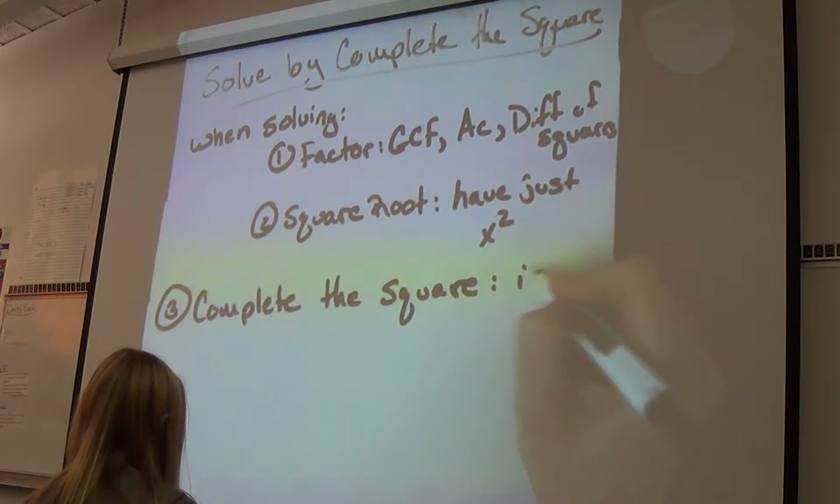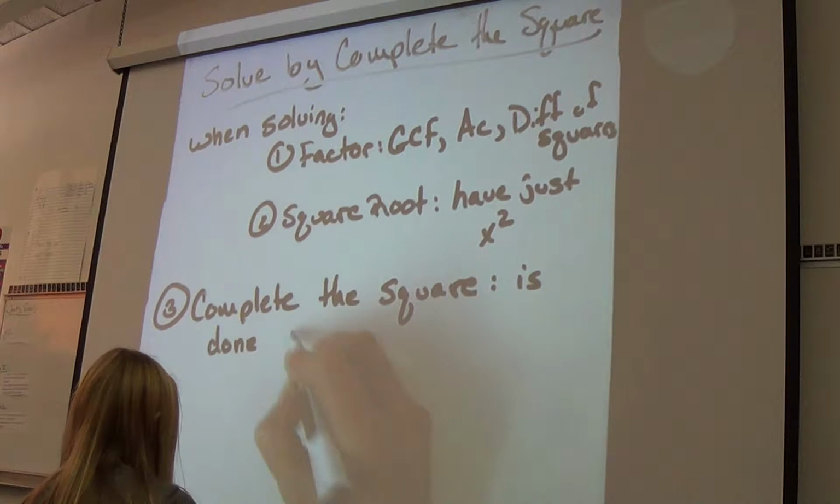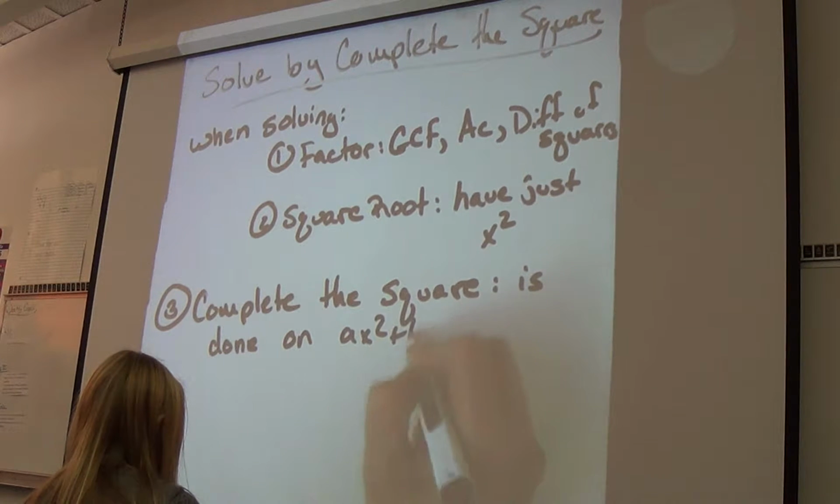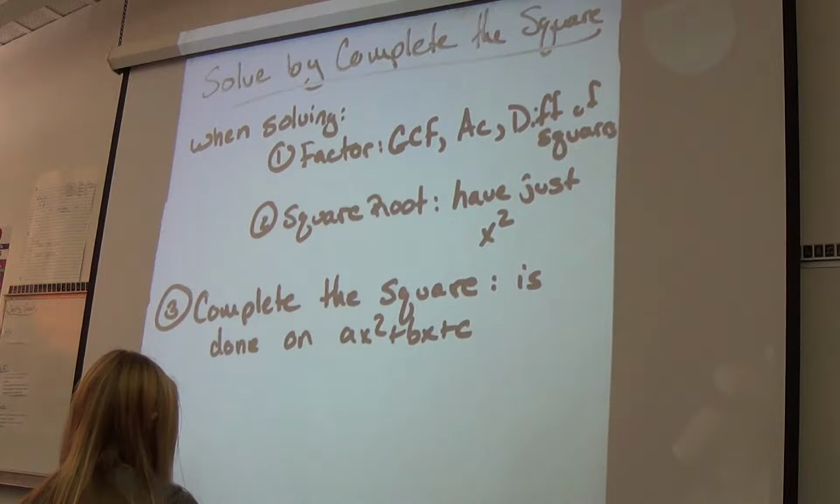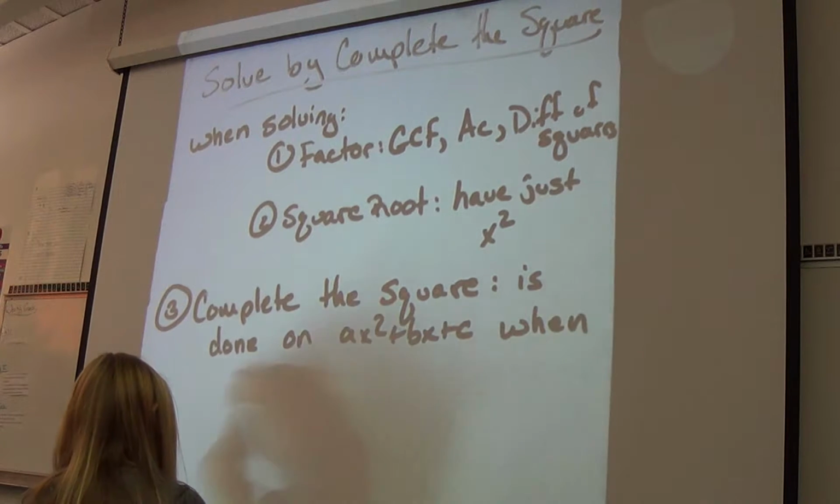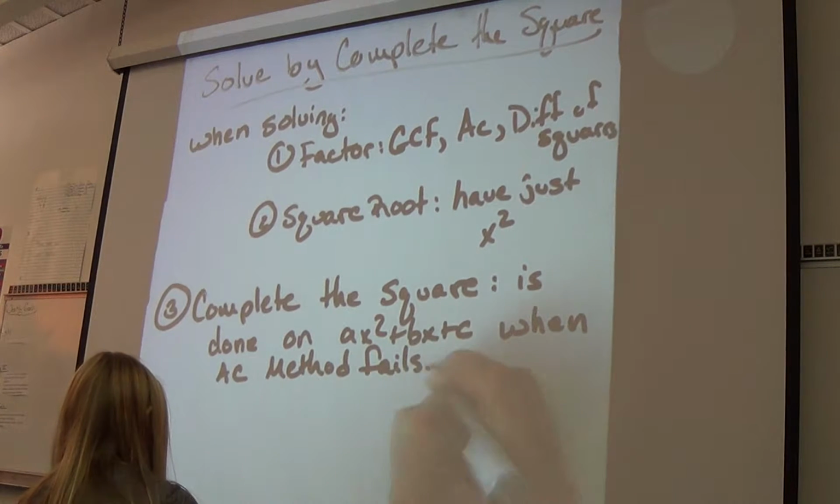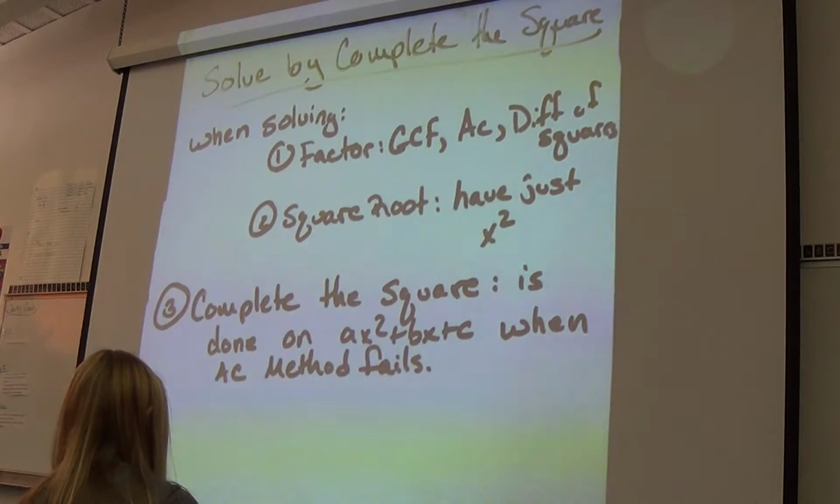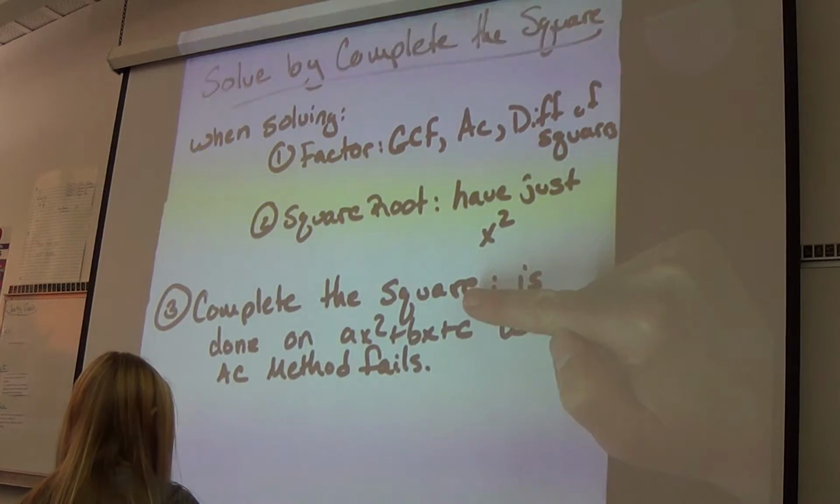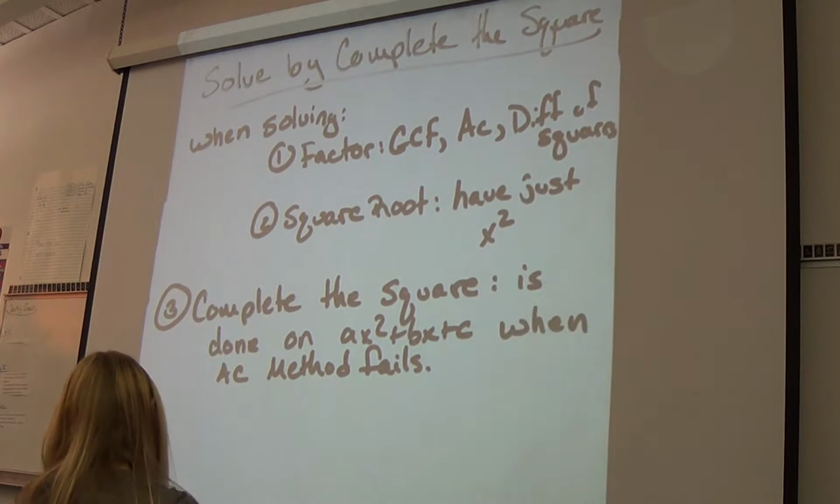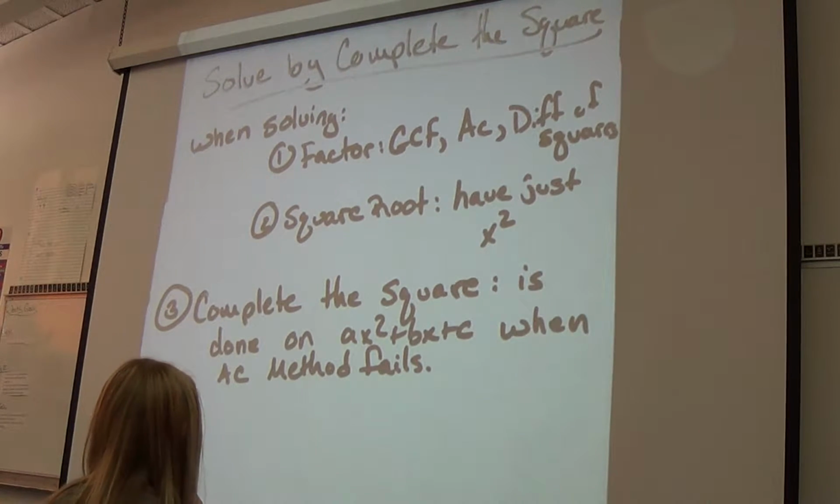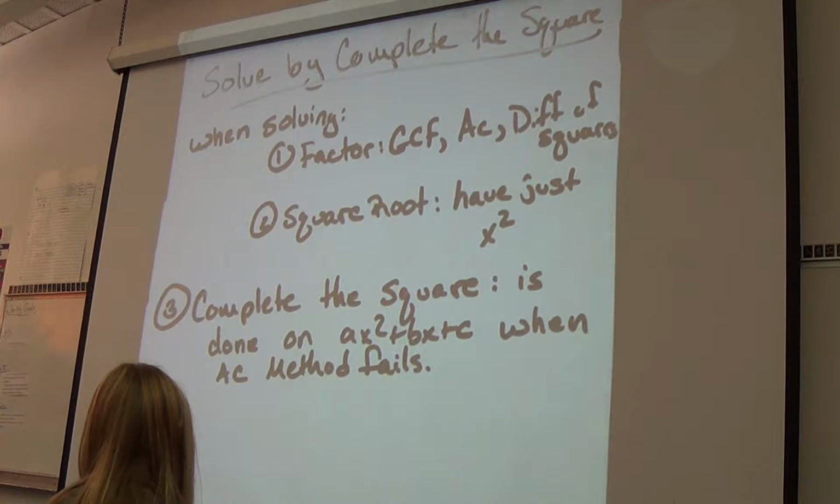Completing the square is done on an ax squared plus bx plus c when your AC method fails. In other words, you try to do AC method, but it doesn't work. What I want you to connect with is completing the square and AC. I want you to connect that together, because if you can connect it with AC method, then you can recognize when it's appropriate to do completing the square. So if you can't do AC method, if it's not set up for AC, it's not set up for completing the square either.